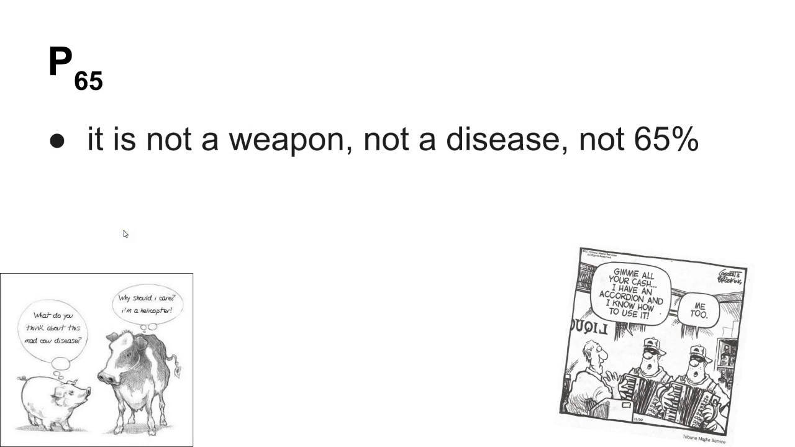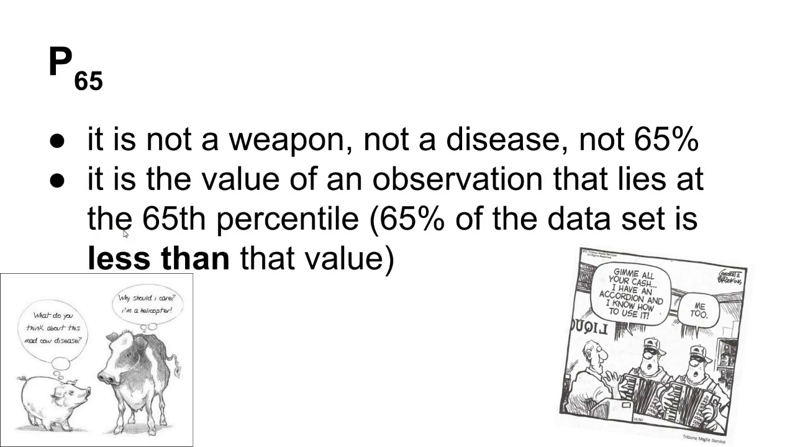So let's take a look at an example. P65. So we've got 2 cute little cartoons there. You can pause and look at them if you wish. P65 is not a weapon, it's not a disease, and it's not 65%. So what is it? It's actually the value of the 65th percentile. So that means that 65% of the data set is less than that value, and we can stick an actual numerical value on it.